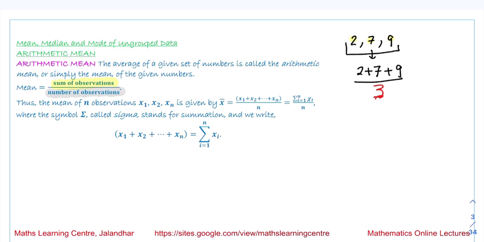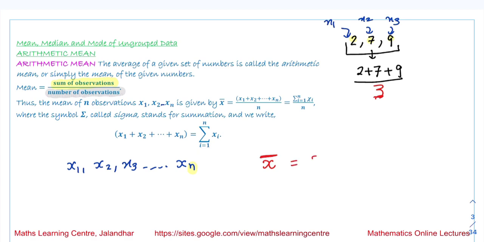If we have n observations, the observations are x1, x2, x3, and so on up to xn. This first one is x1, this second one is x2, this third one is x3. The number of observations is n. Then the mean of these observations is written as x bar. X bar represents the mean of these observations.